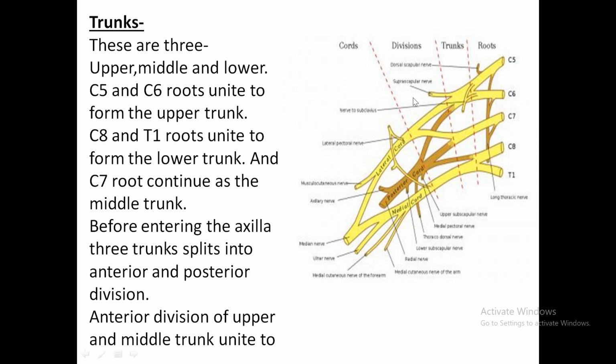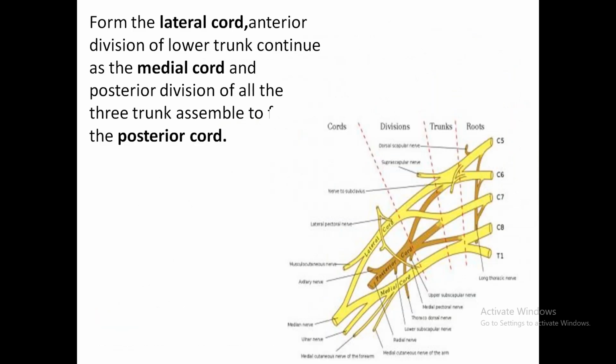Anterior division of upper trunk and middle trunk unite to form the lateral cord. Anterior division of the lower trunk continues as the medial cord, and posterior division of all trunks resembles as the posterior cord of the brachial plexus. So this is the lateral cord, this is the medial cord and this is the posterior cord.